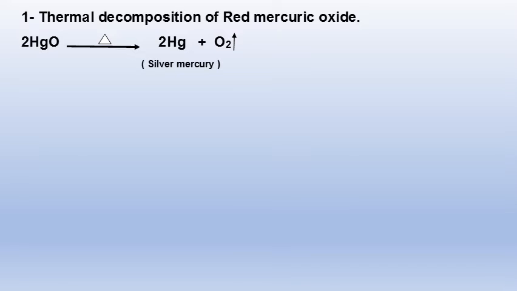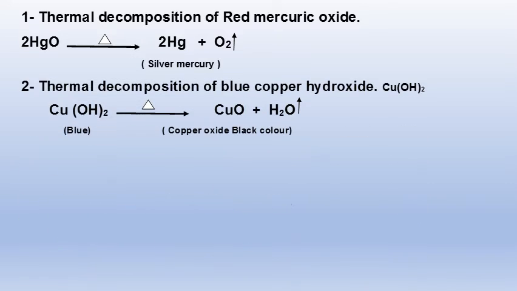Okay? Let's go to see the second example of thermal decomposition. Thermal decomposition of blue copper hydroxide. The chemical formula of copper hydroxide is Cu(OH)2. Pay attention. Here I put OH between two brackets and write 2. 2 is the valency of copper.